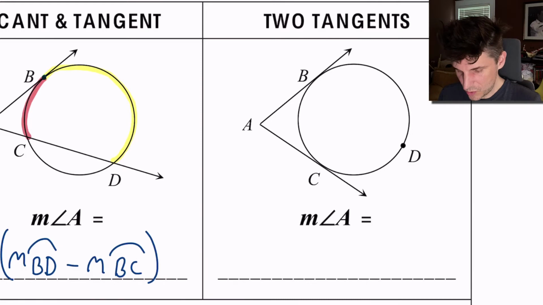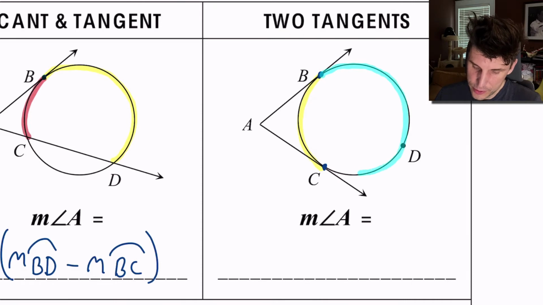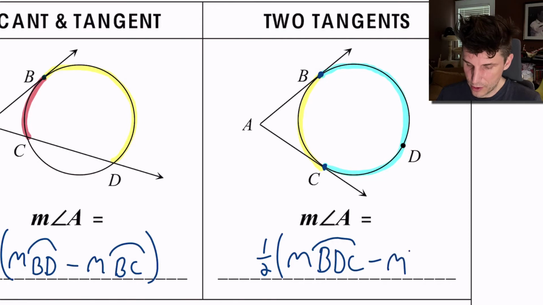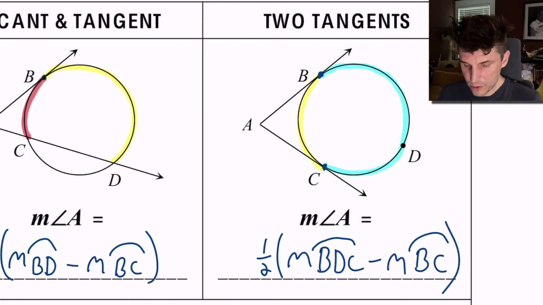All right, so the angle is going to be equal to, again, let's highlight those arcs. Here's one intercepted arc. It's also nice to put those points of tangency in. They're implied, but you should probably just plot them there. And we have this blue arc that goes around the circle as well. Half of the difference, same idea. So we have 1/2 times the quantity, the measure of arc BDC, that's clearly the major arc, minus the measure of arc BC. So those are the three relationships.